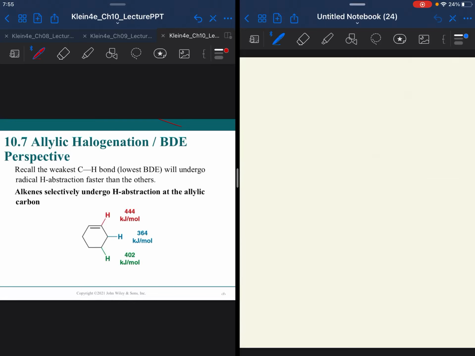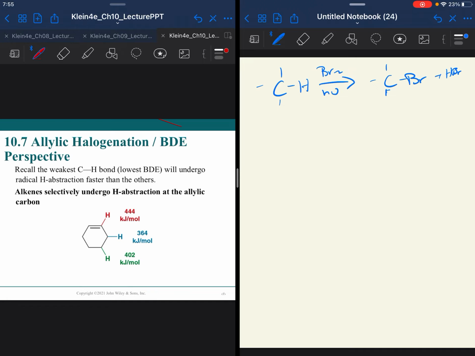Welcome to the second part of Chapter 10. We are continuing our discussion of radical halogenation. So we know that if we treat an sp3 C-H with Br2 and light, we can replace the hydrogen with a bromine. We also get a bit of a side product of HBr.